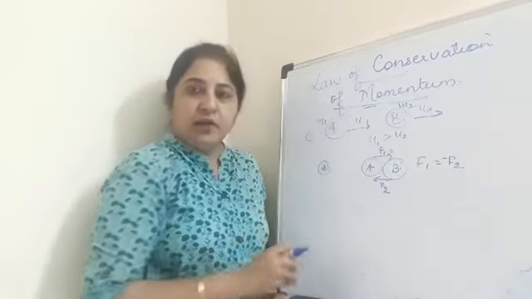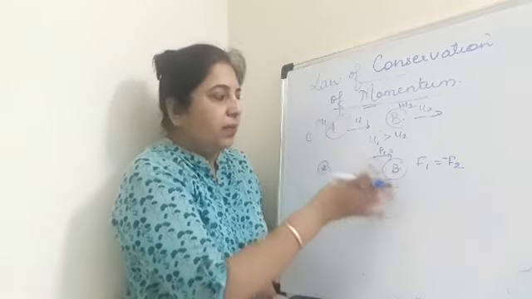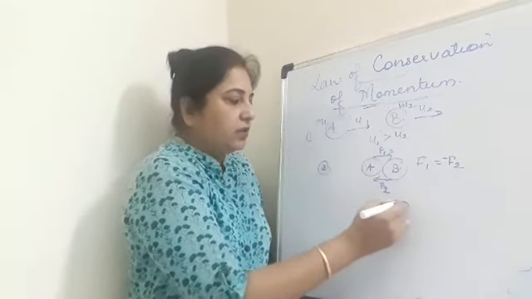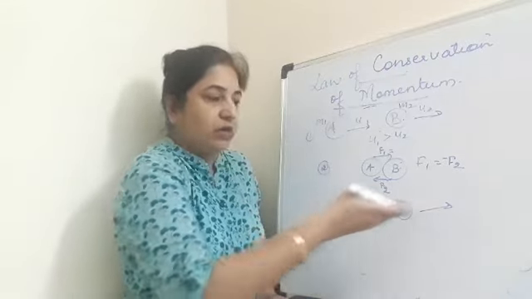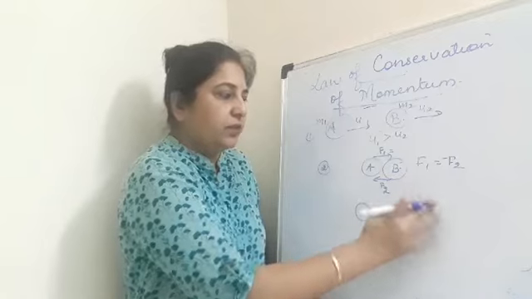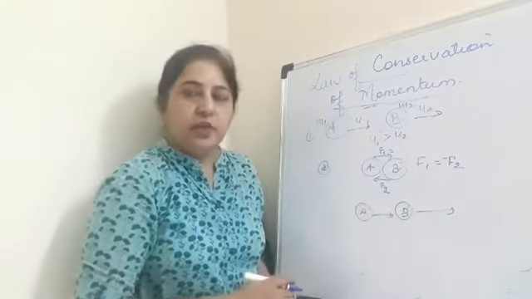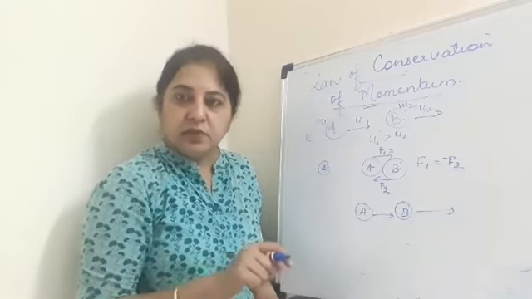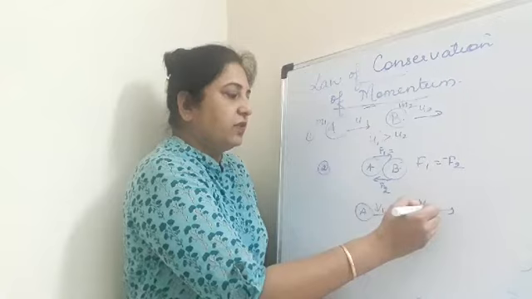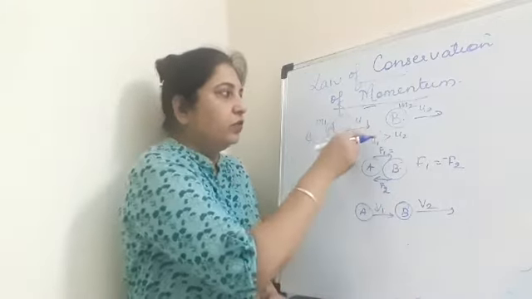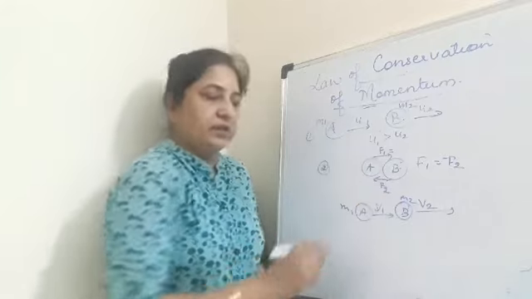Now what happens after interaction? After these two objects interact, they do not remain in the same place. They both start moving in the same direction, either this or this, that depends on the situation. The velocities also change. Masses will not change, velocities will change. So let this velocity be v1 and this will be v2. This was u1, u2 and this was v1, v2 and this is m1 and m2 respectively.